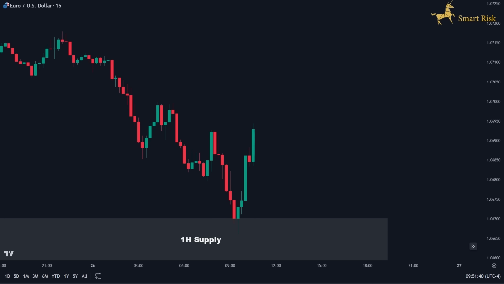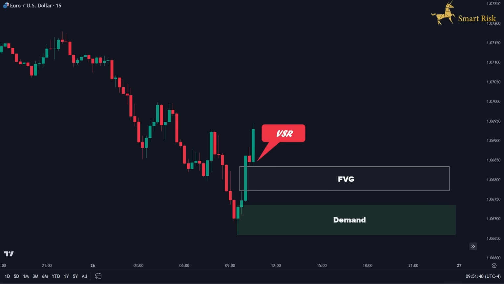Here we have Euro-Dollar 15-minute time frame on the chart. As you can see, the price suddenly dropped, forming a swing low. After mitigating a higher time frame demand zone, it quickly rose back up to its previous level, creating a V-shaped pattern. This movement left behind a new demand zone and a fair value gap, presenting a great opportunity to go long at the demand area or the fair value gap.